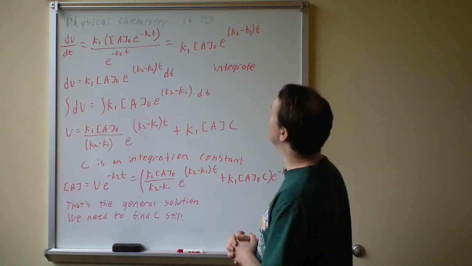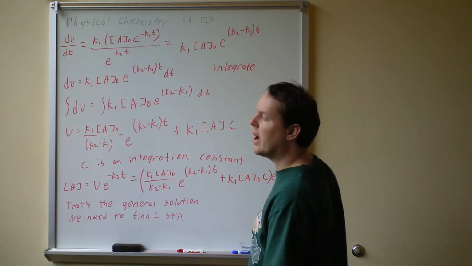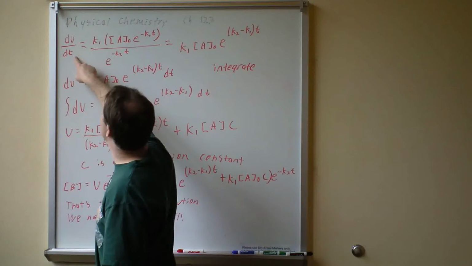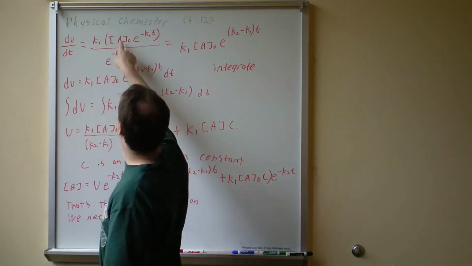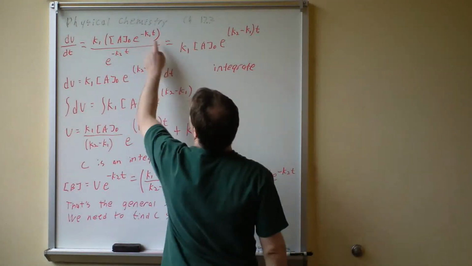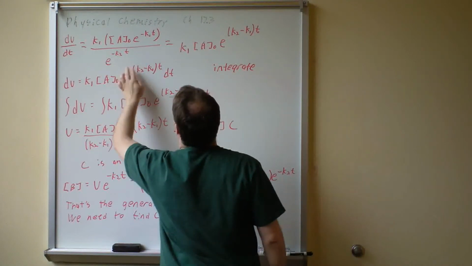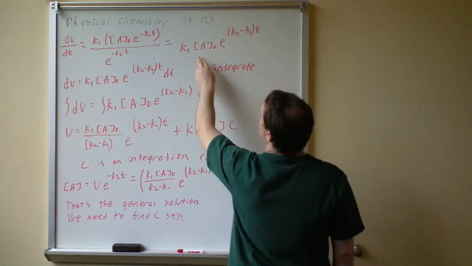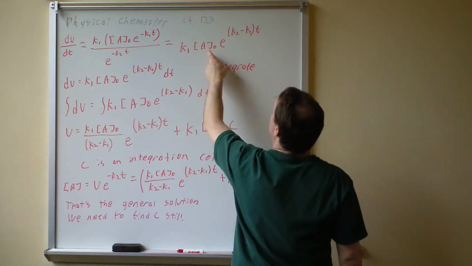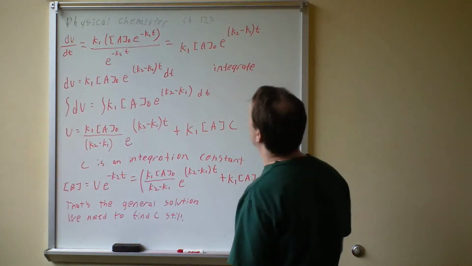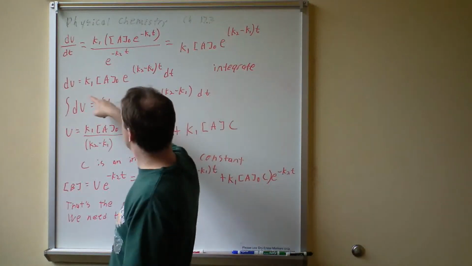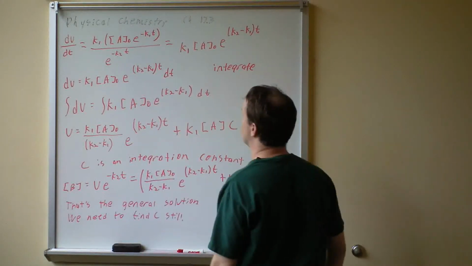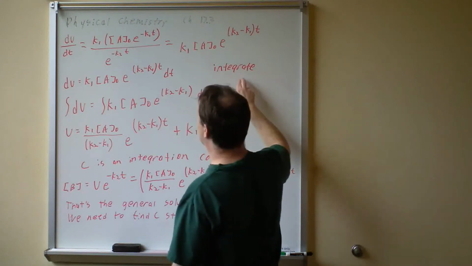Continuing on physical chemistry, chapter 17, section 3, we're talking about two consecutive reactions, A going to B, going to C irreversibly. So now we have the derivative of u with respect to time is equal to k1 times A naught times e to the minus k1t divided by e to the minus k2t. So flipping this upside down, turning it to a positive k2, that's equal to k1 times A naught times e to the (k2 minus k1)t. So solving for du, we get du equals k1 times A naught times e to the (k2 minus k1)t dt. Now we've separated variables so we can integrate.